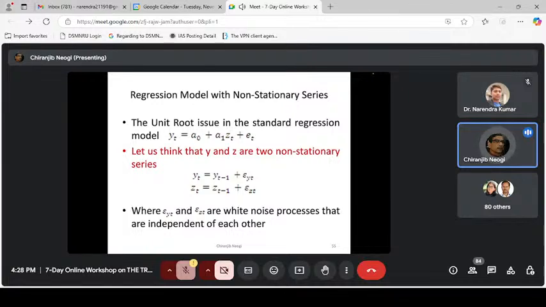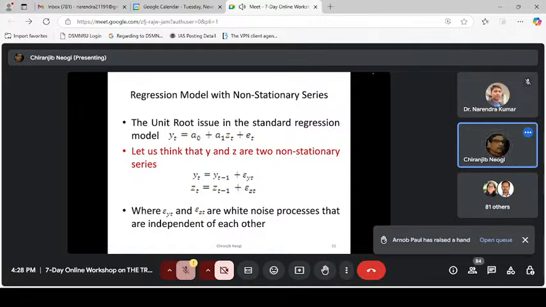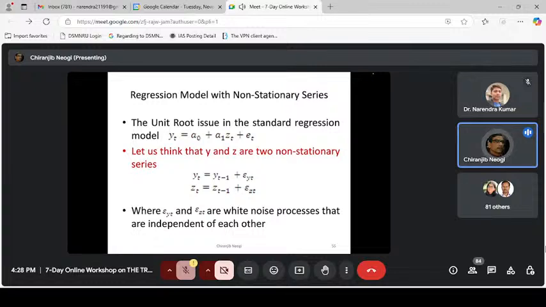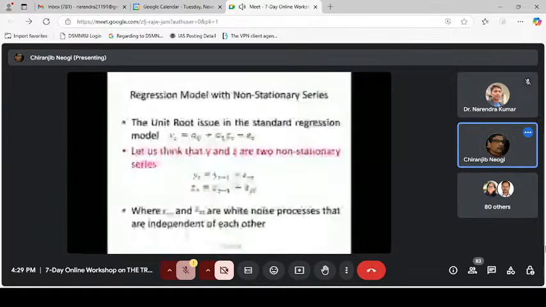Now the regression model with non-stationary series. Actually, there is a problem of non-stationarity with the standard regression or classical OLS model. Classical least square model, there is some problem because if there is a non-stationarity, it does not satisfy some conditions of the classical regression model.